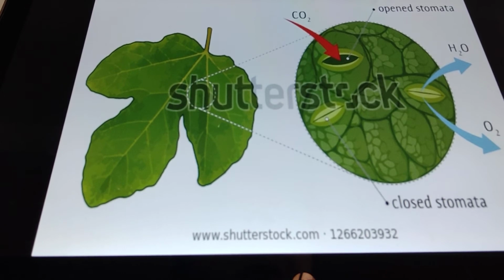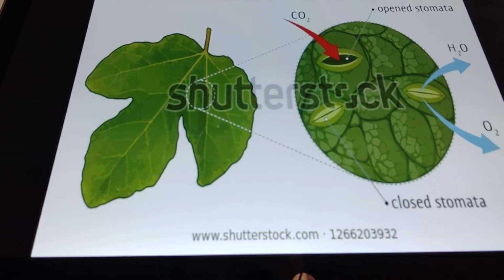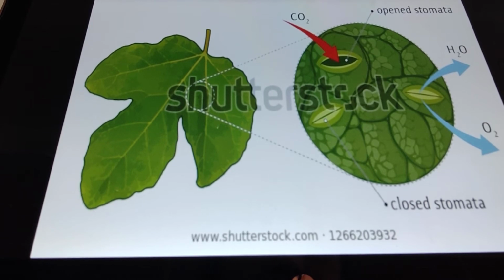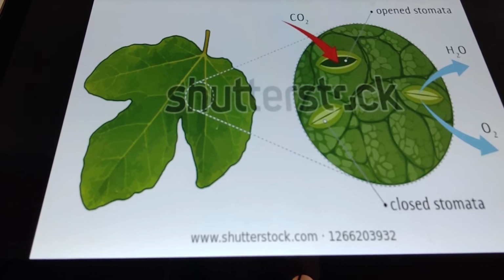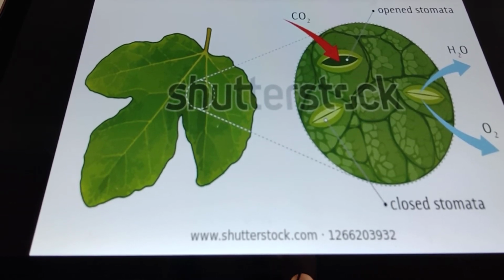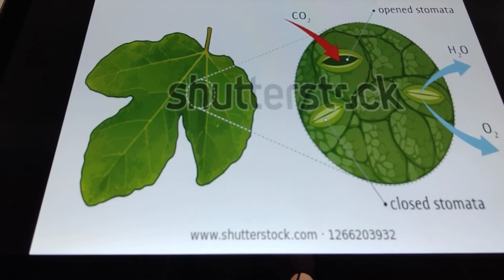So what are the two functions of stomata? The first, exchange of gases, and second, the transpiration process. Where are the stomata present? Stomata are present on the leaves. Where exactly are they located? They are located in the bean-shaped structures, which are called guard cells. So the two functions of stomata are exchanging of gases and transpiration.